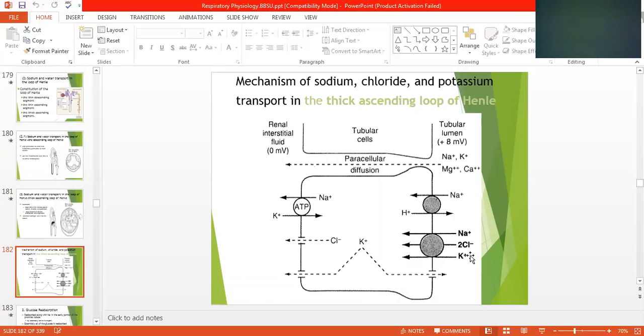Mechanism of sodium, chlorine, potassium transport in the thick ascending loop of Henle. You can see over here: tubular lumen, sodium, magnesium, calcium, then sodium, two chloride ions, then potassium. And paracellular diffusion is taking place. Sodium goes out and potassium comes in in the presence of ATP, because this is the energy packet for this pump to throw sodium out and potassium in the cell. In the same way, the chlorine comes out and the potassium also comes out, on both sides.